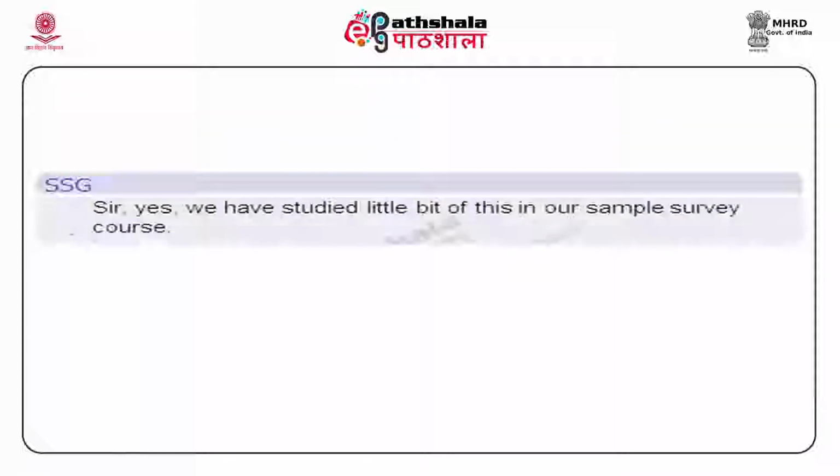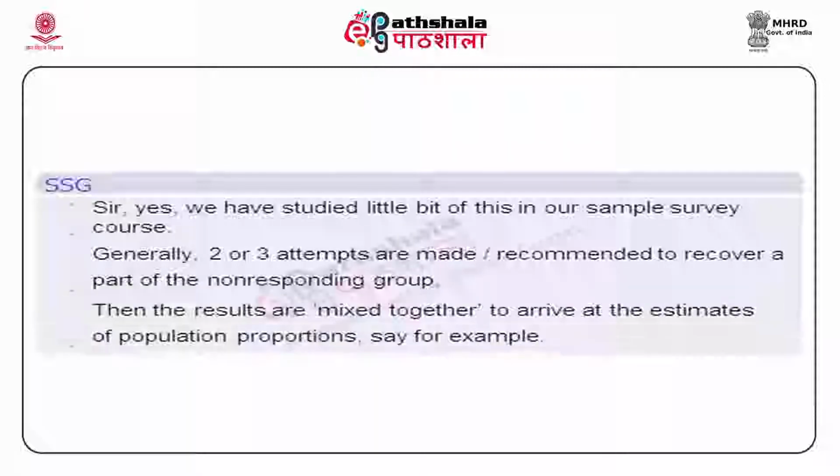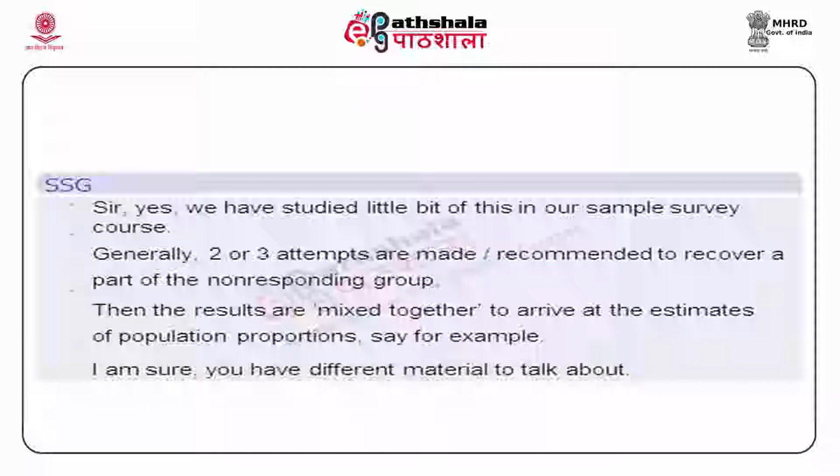Sir, yes, we've studied a little bit of this in our sample surveys course. Generally, 2 or 3 attempts are made, recommended to recover a part of the non-responding group. Then the results are mixed together to arrive at estimates of the population proportions, say for example. I'm sure you have a different material to talk about.